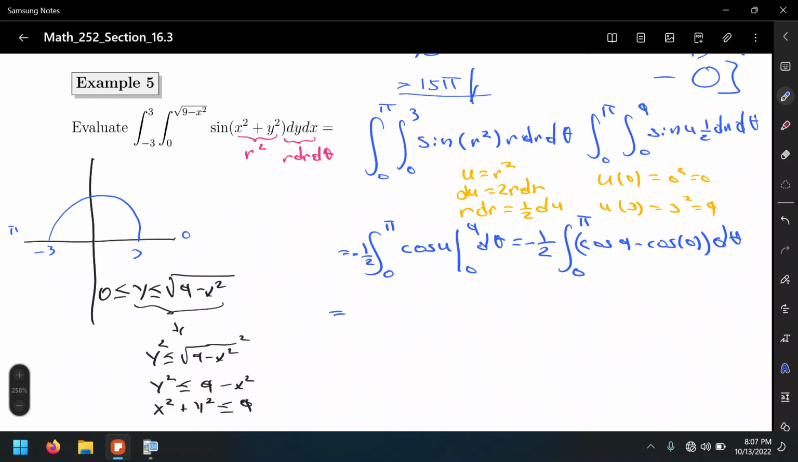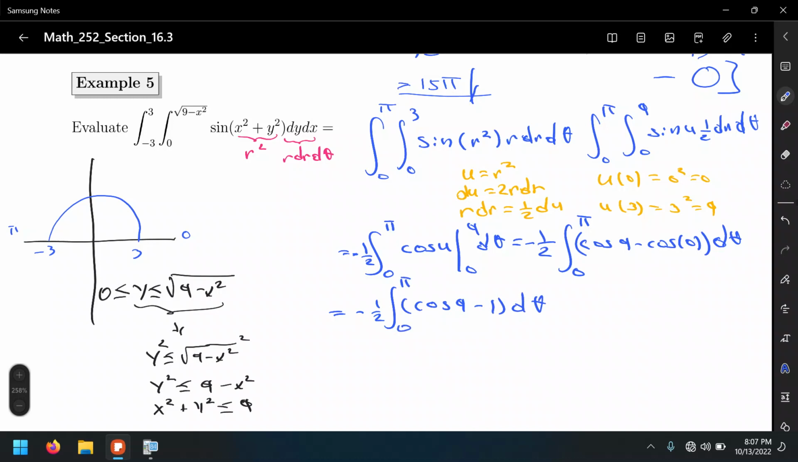And so, cosine of 0 is just 1. Cosine of 9, let's leave it as cosine of 9 since that's not going to give us an exact value. So that's cosine of 9 minus cosine of 0, which is 1, d theta, from 0 to pi.